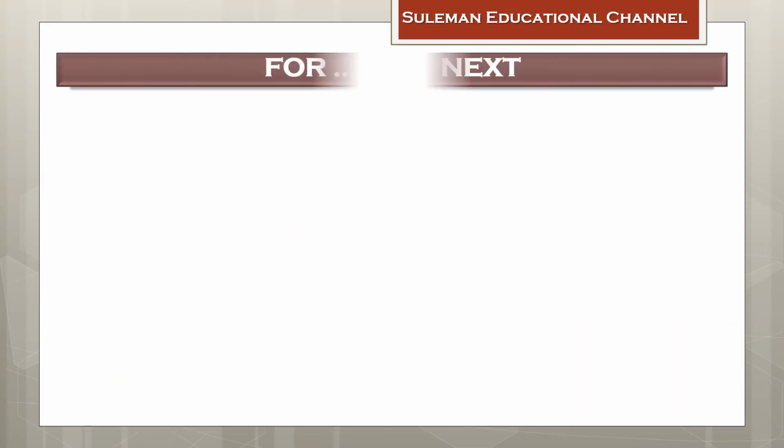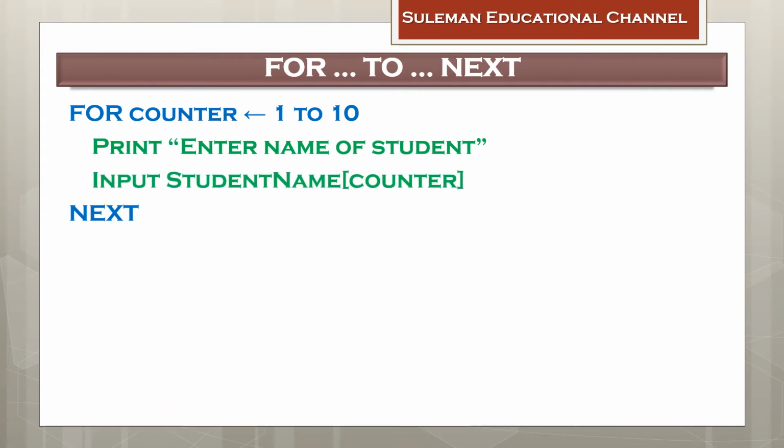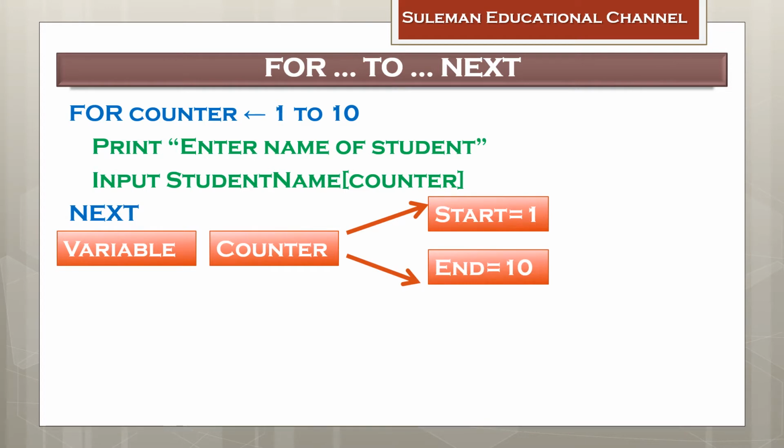Now let us discuss another example of for to next. For counter assignment operator 1 to 10, print enter name of students, input student name, square bracket open, counter, square bracket close, next. The first line, for counter assignment operator 1 to 10. In this line a variable counter is used. The value of the variable starts from 1 and ends at 10. So 1 is the starting value and 10 is the ending value. So whatever is written in for next is repeated 10 times.